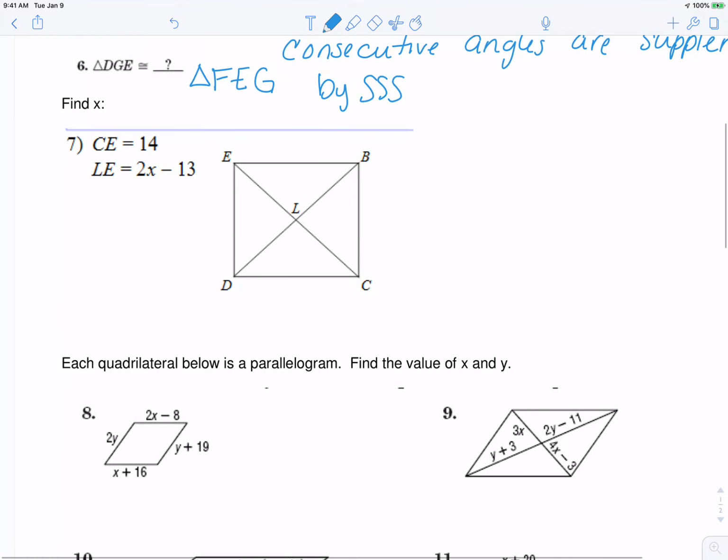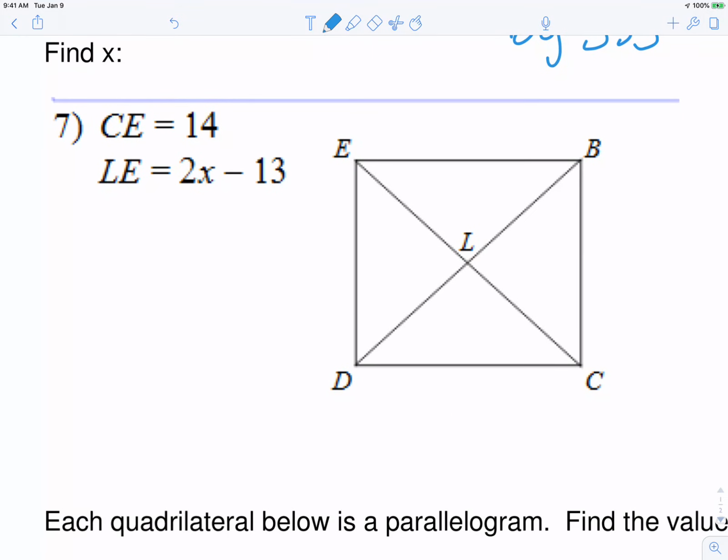Okay, the next video will continue on with this lesson. Well, actually, we have time for another one. Let me do another one. All right, for number 7. So we know that all of CE is 14. And then we know L to E is 2x minus 13. All right, we know that diagonals bisect each other in a parallelogram. So L to C would also be 2x minus 13. Those two pieces are equal.